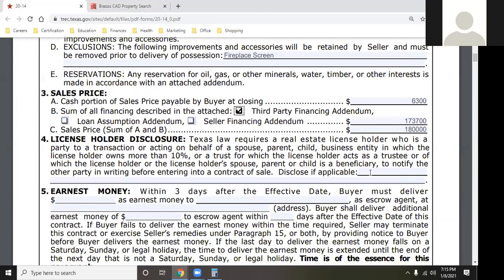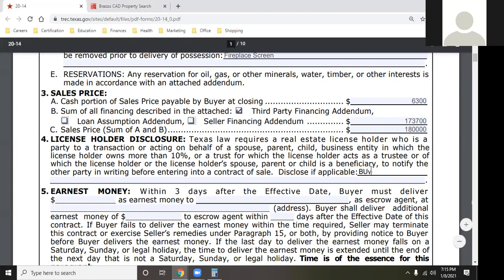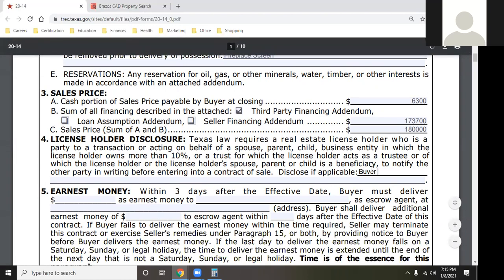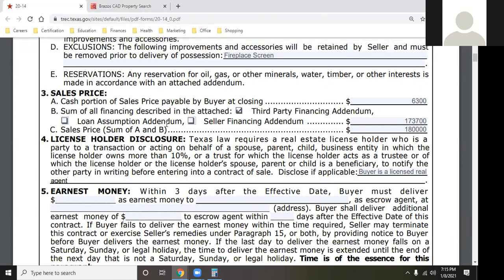Now, Mr. Grossman is a real estate agent, and he's also the principal. So in this situation, buyer is a licensed real estate agent. Well, that's another thing I don't like about typing on here, because it doesn't keep going through like normal. Okay, he has to disclose that.